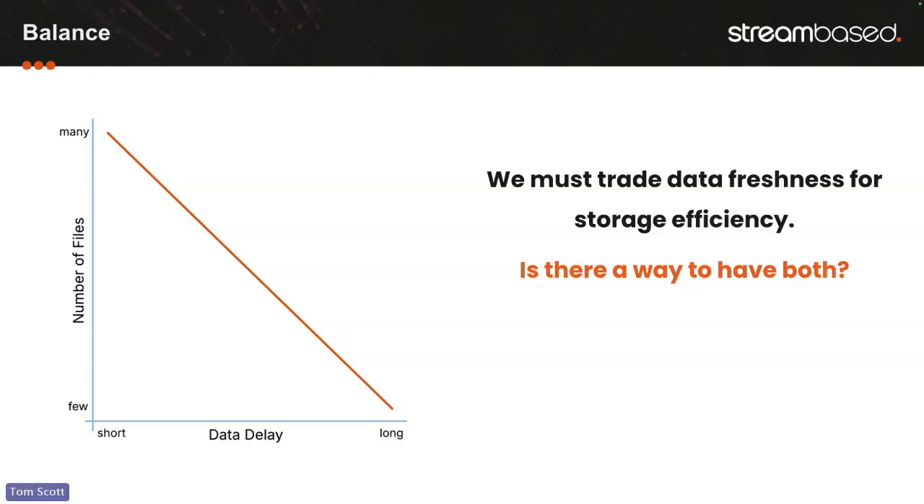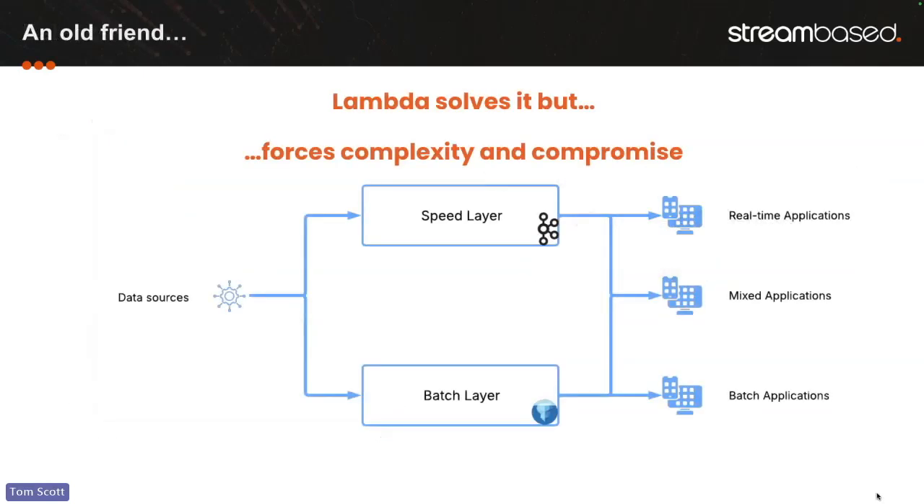This is where it gets sexy, by the way. This is a good part of the talk. So why can't we have both? Well, let me tell you, we did have both almost 15 years ago now. Let's borrow from an old fella called Nathan Marz, and we'll go back to the Lambda architecture back in the day. This is exactly the problem that the Lambda architecture was designed to solve.